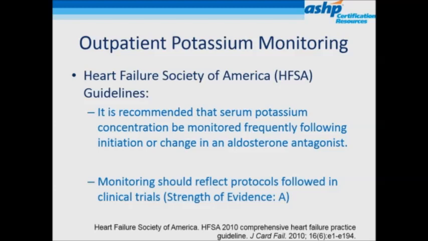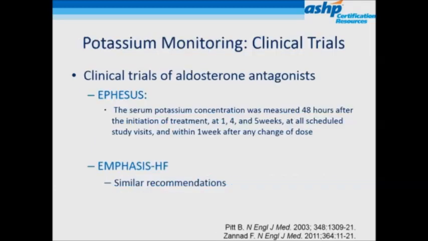And this is what was done in the clinical trials. It was checked very, very frequently. So from hospitalization to discharge to home, it was checked at 1 week and 4 weeks and then serially thereafter over the first year. And then also during any dose changes of either an ACE or an ARB or the aldosterone antagonist, you repeat the cycle all over again to really minimize the risk of hyperkalemia. And that's the way in which we can successfully keep patients on both mortality-reducing medications.